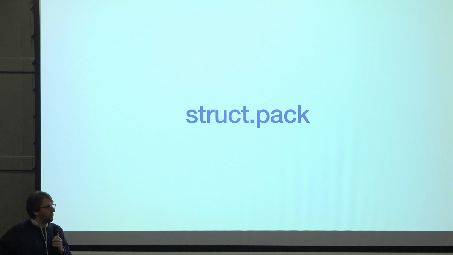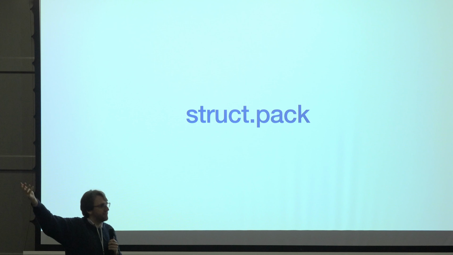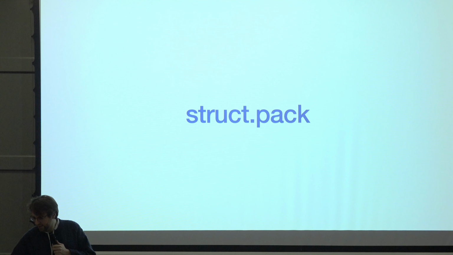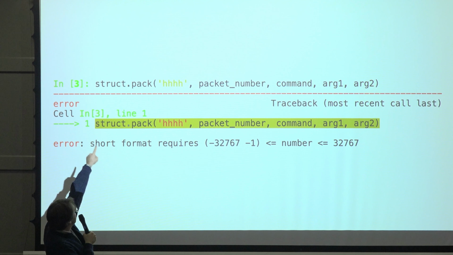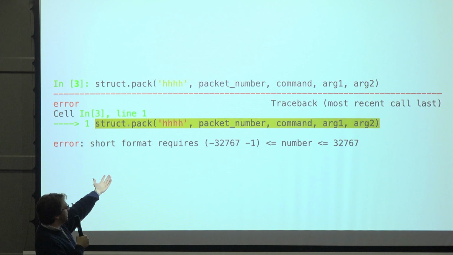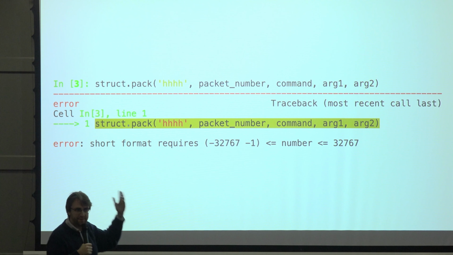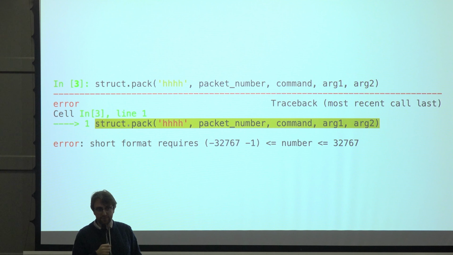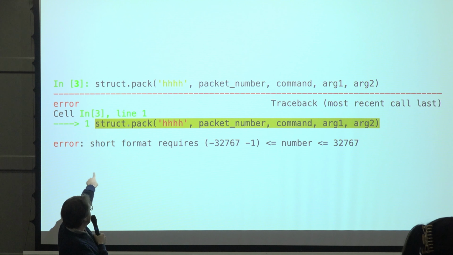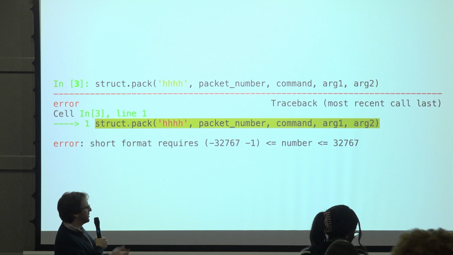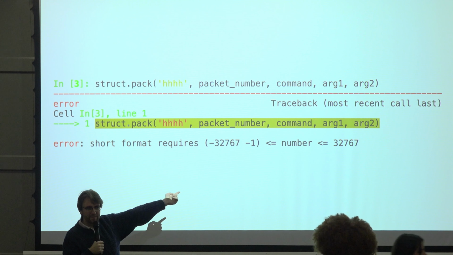I had at work a process which ran in the background once a day on a massive load of database rows. And I called something like this: struct.pack with some arguments, some numbers in. What that should be doing is packing these into a binary format, which I'm using for something else. And what it told me, or rather what I heard secondhand through Sentry, was: error. Short format requires minus 32768 is less than number, is less than this.